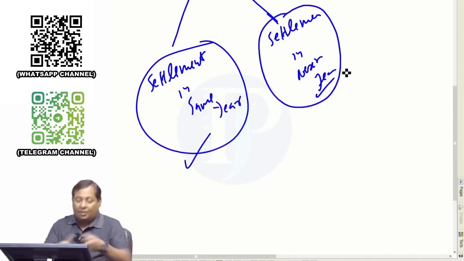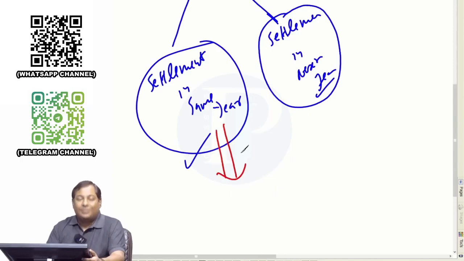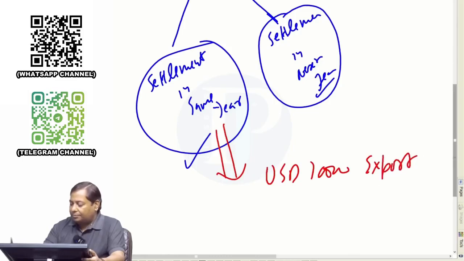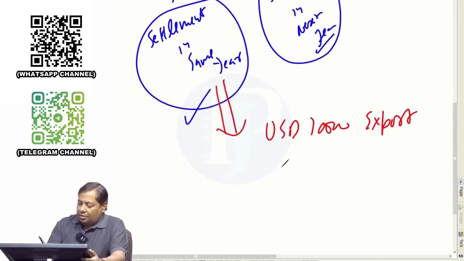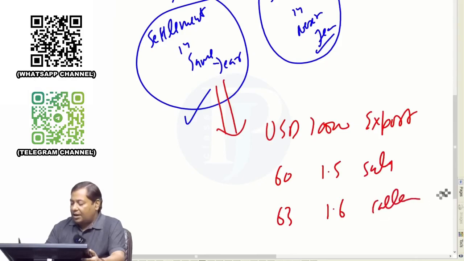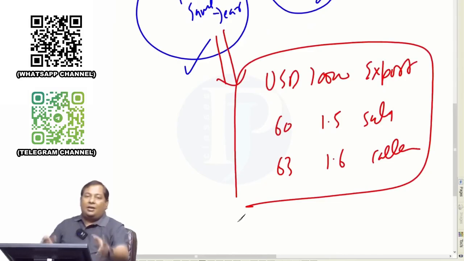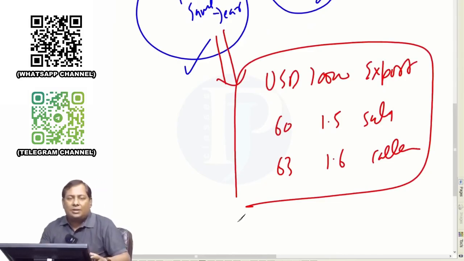I have told you two concepts. When we did the concept of same year, let's say USD 10,000, I'm taking the example of export. The rate is 60 rupees on 1st May and 63 rupees on 1st June. This is my sale date and this is my collection date. Sales were made this year, collections also came this year. This is called settlement in same year.